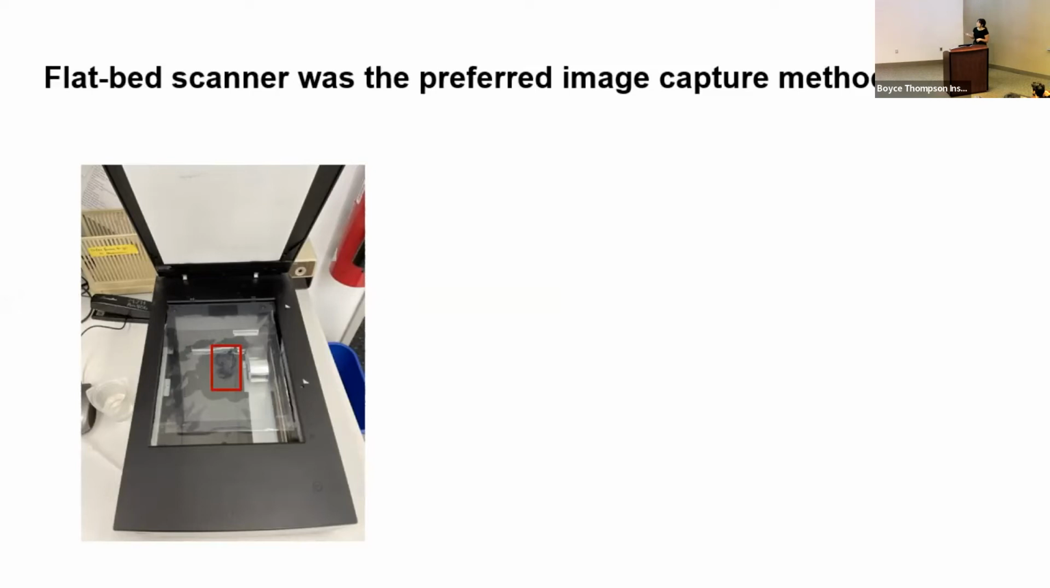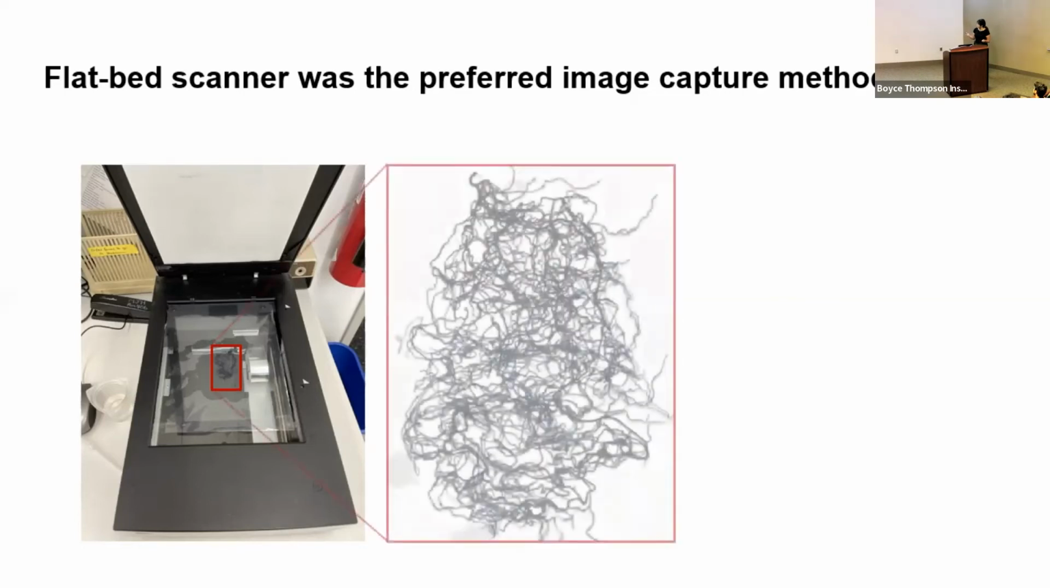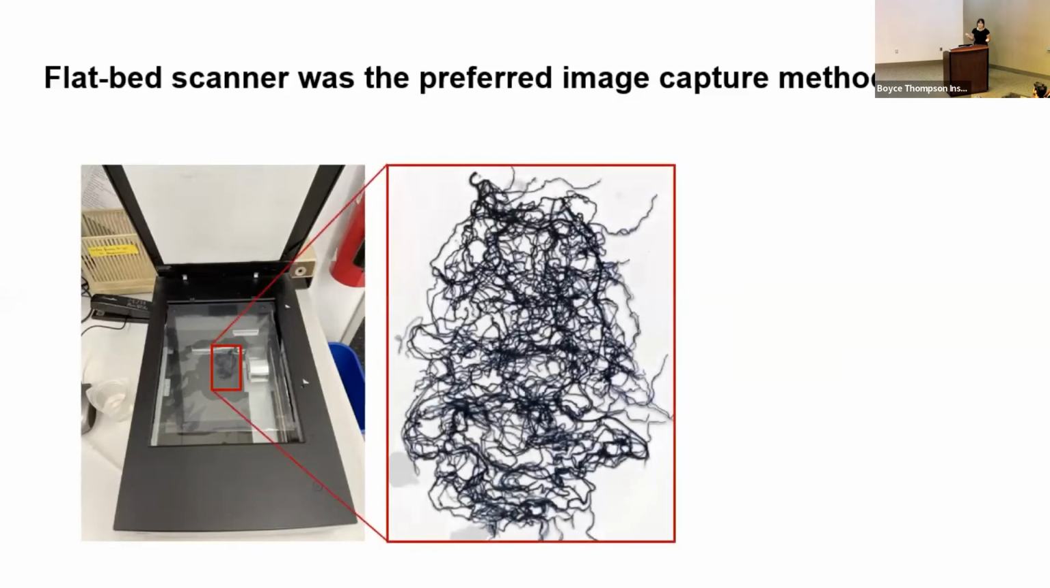So we moved on to the flatbed scanner, which is shown right here. And this isn't anything fancy. It's just a normal office paper scanner. But because it delivers such high resolution images, we were able to get some great visualization of our roots. So this is what the normal setup looks like with the roots in this red square over here. And after the scan is complete, we get an image that looks like this.